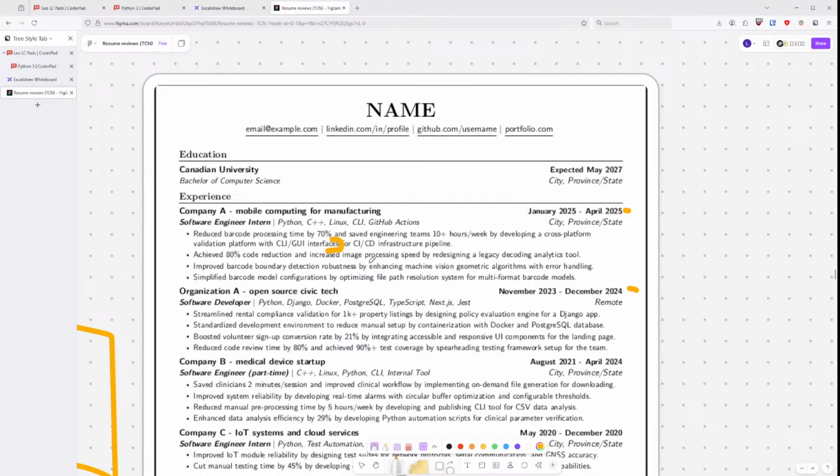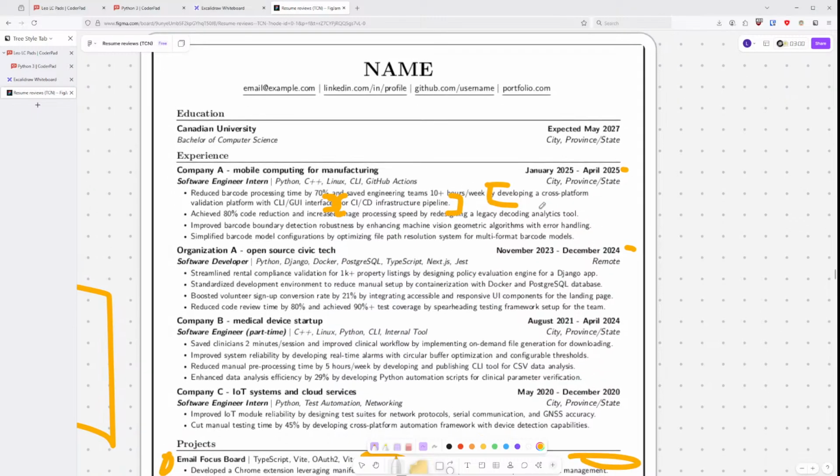And then now you have this point over here, which I can only assume means that you had... what does this mean? To me, this means you had this platform, right? And this platform is a validation platform for CI/CD infrastructure pipelines? Why does your pipeline need to scan barcodes? This makes no sense. I don't understand this point.